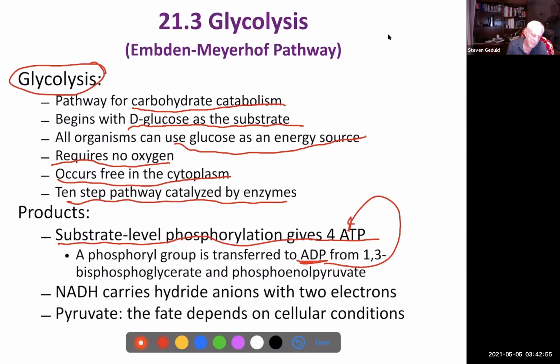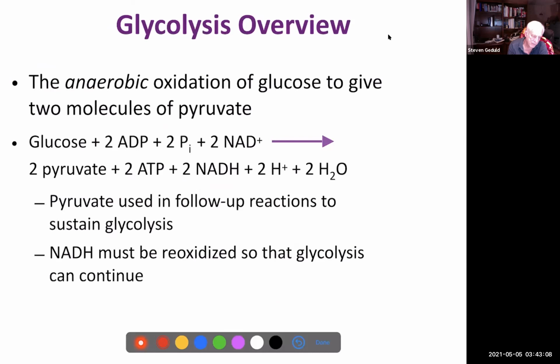Okay. NADH carries hydride anions with 2 electrons. What happens to pyruvate depends on cellular conditions, whether it's going to be aerobic or anaerobic. What's going to happen to pyruvate? Okay. The anaerobic oxidation. Anaerobic means no oxygen present. This occurs without the presence of oxygen. Aerobic means in the presence of oxygen. Anaerobic means in the absence of oxygen. So the anaerobic oxidation of glucose gives you 2 molecules of pyruvate.